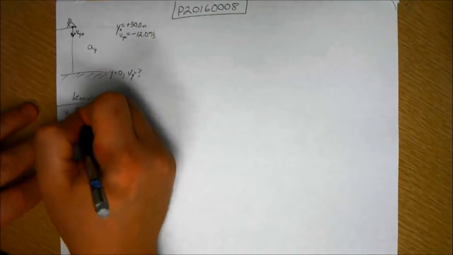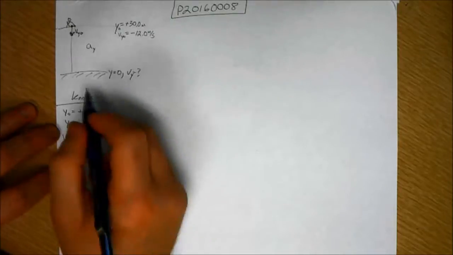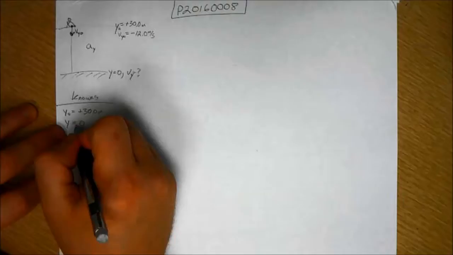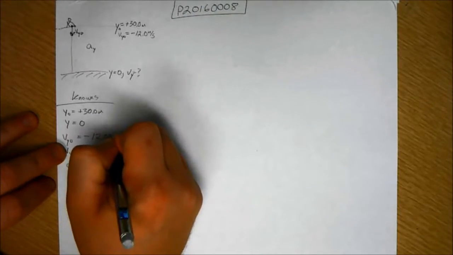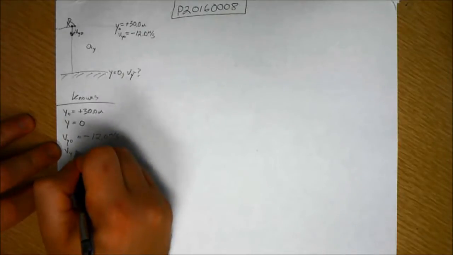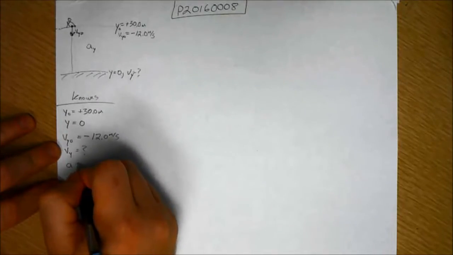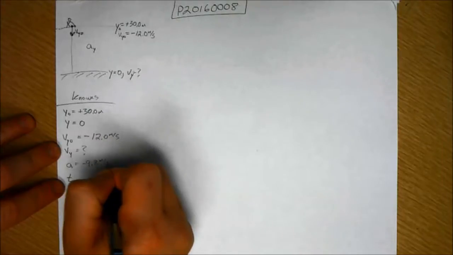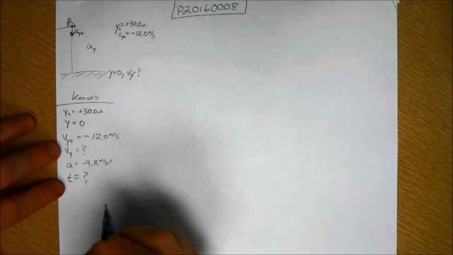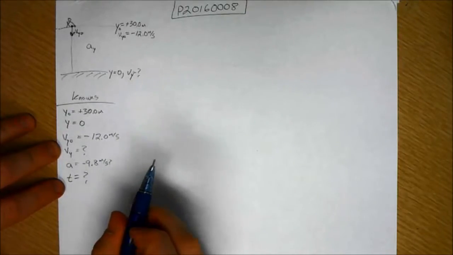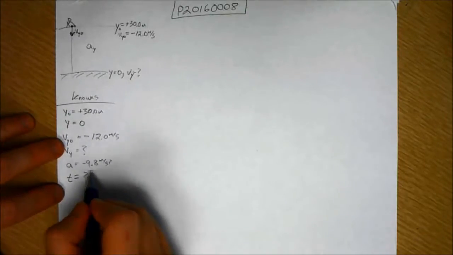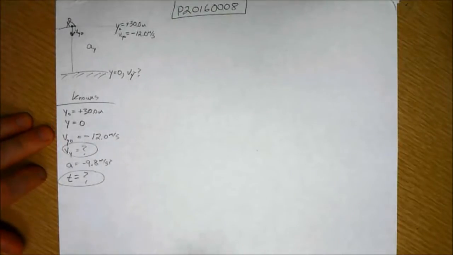All right, so let me define all my knowns. y0 equals plus 30.0 meters. y equals 0, that's the final place. Vy0 equals negative 12.0 meters per second. This we don't know. Acceleration is negative 9.8 meters per second squared, and the time we also don't know. The question asks how long does it take and what's the speed of the stone at impact, so we need both of these things.